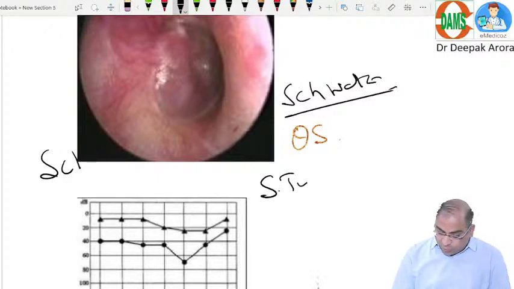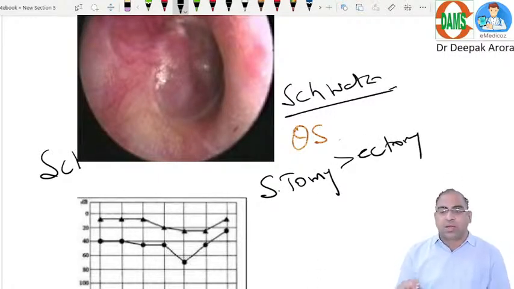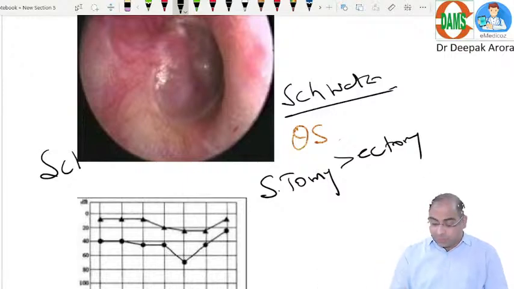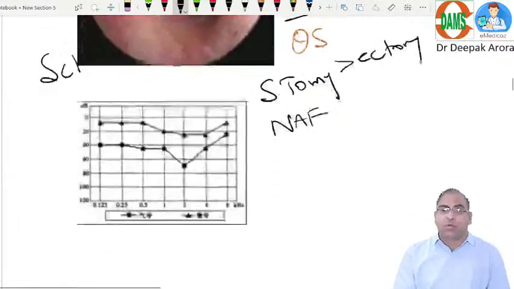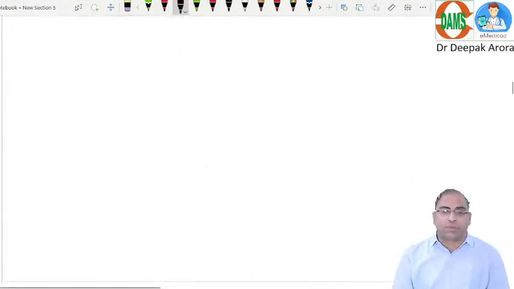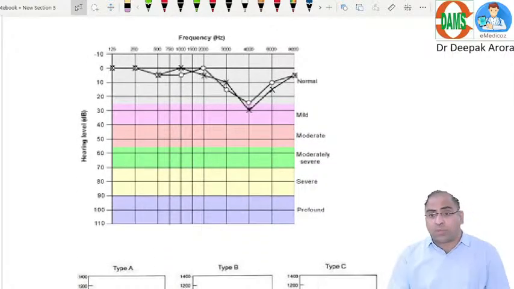What surgery do we do? Stapedotomy is always better than stapedectomy. Clear? Stapedotomy is better than stapedectomy. Drug of choice is sodium fluoride. Pregnant female, MCQ of ENT, go for otosclerosis. Always remember. Clear?